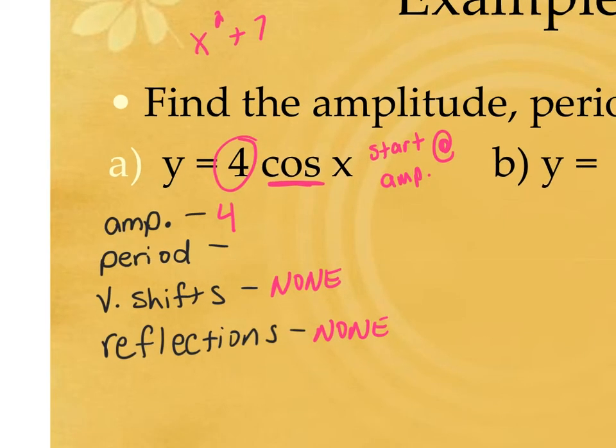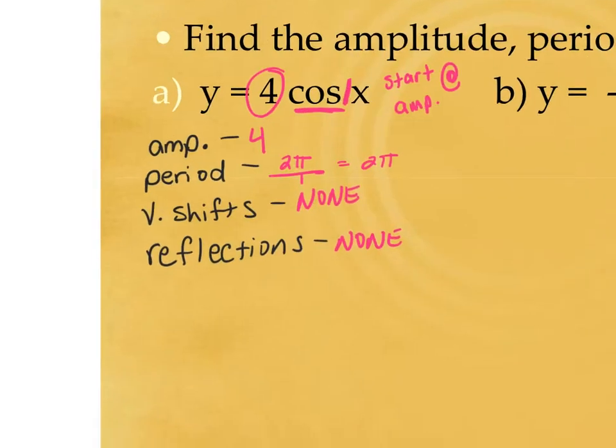And then the time period. Remember, for the time period, you take 2 pi and you divide it by the number that's in front of x. What number is in front of x? Right in front of x. Just one. So my whole time period here is 2 pi. Does that make sense? Yes or no? You guys with me at all?